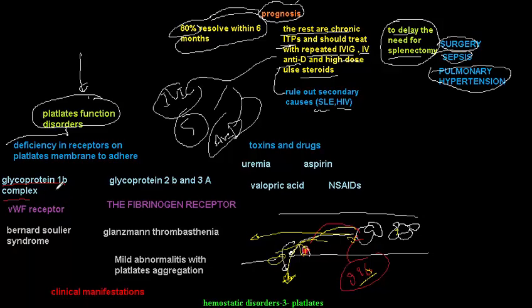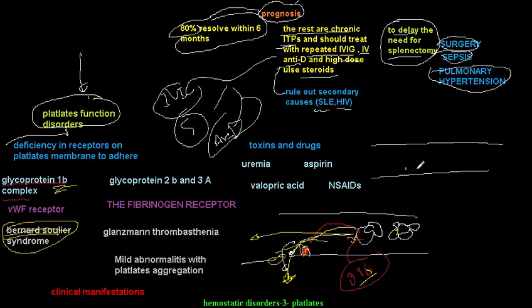The deficiency in glycoprotein 1b complex is called the Bernard-Soulier syndrome. The Bernard-Soulier syndrome, remember it. This is about the glycoprotein 1b, sorry, a complex, not syndrome.